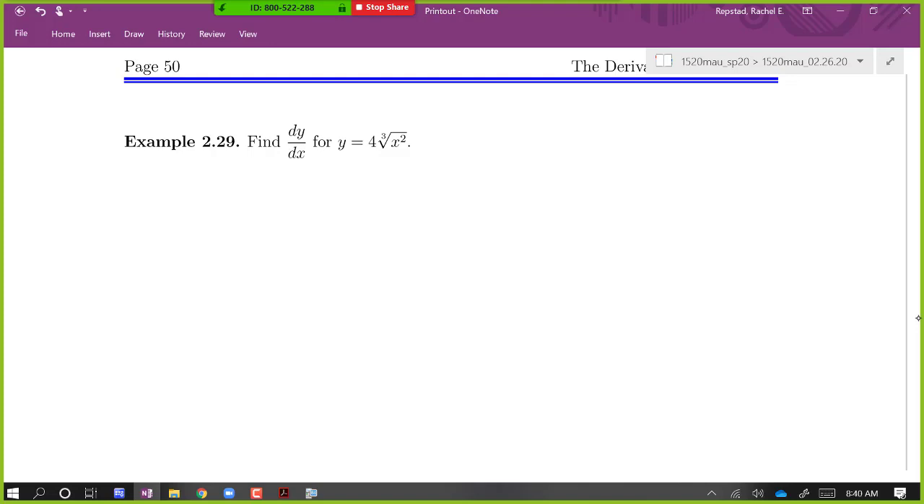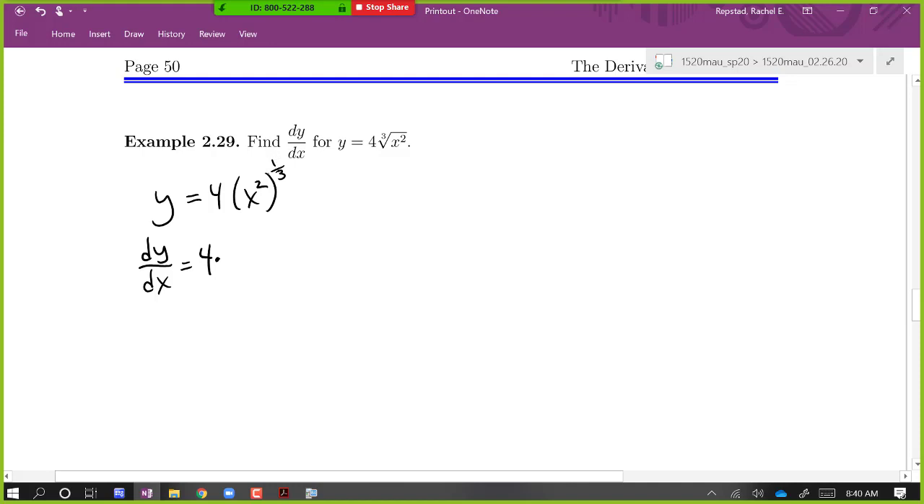But I would point out that there are 2 ways we could look at this function. We could say that this is 4 times x squared to the third power, so we have parentheses to, sorry, not third, 1/3 power. So we have parentheses to a power. If we find dy dx this way, we have a factor of 4 we're going to bring down with us.